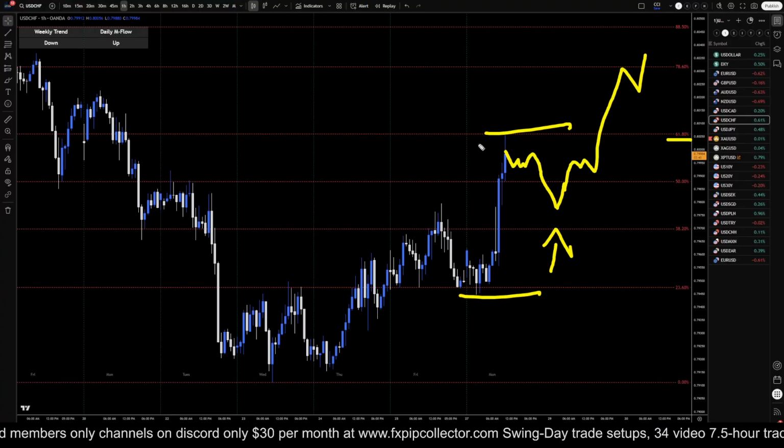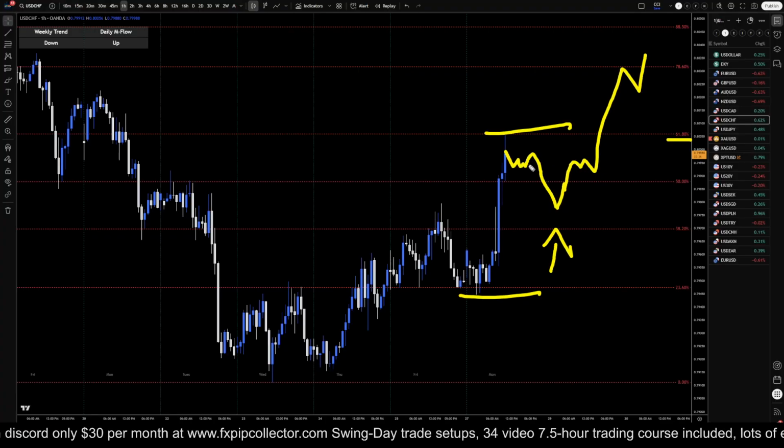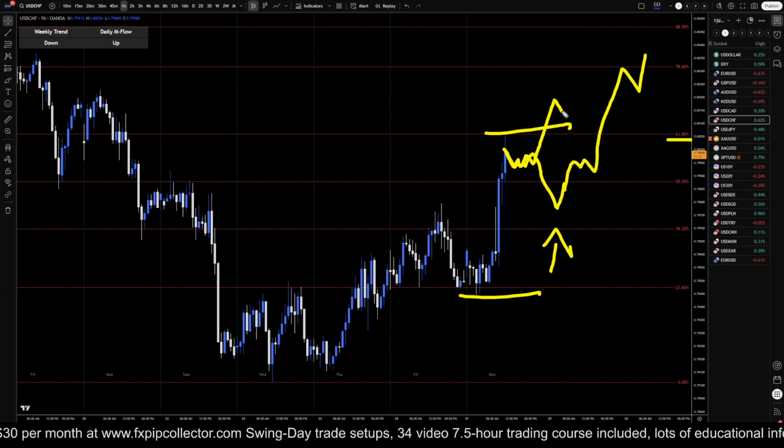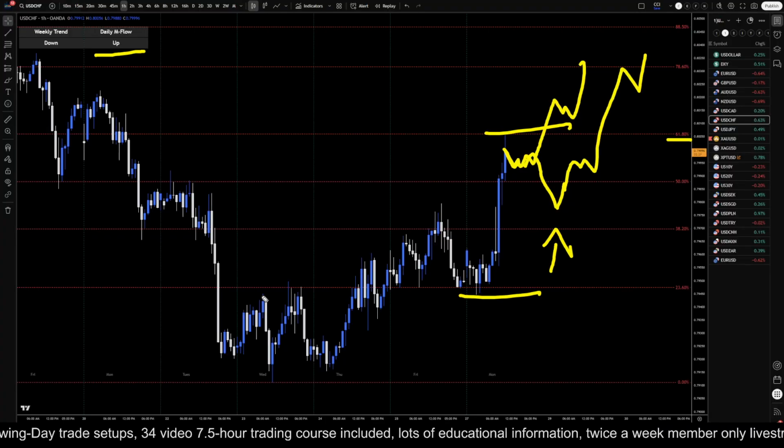Reason why I definitely wouldn't be trying to go short is because these counter trend moves are very unpredictable. It could literally just make a little pullback and just keep on going up. So I would much prefer to just trade with the momentum, and the momentum is up right now.